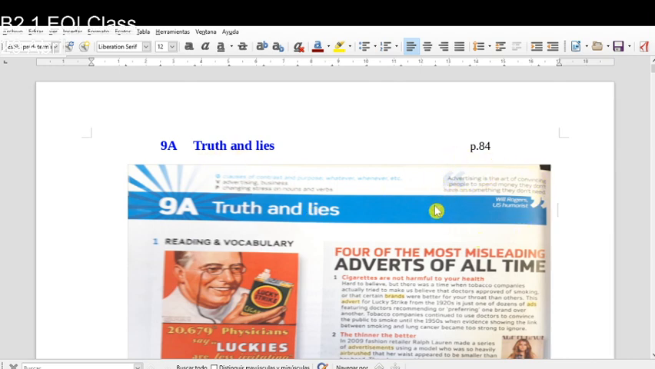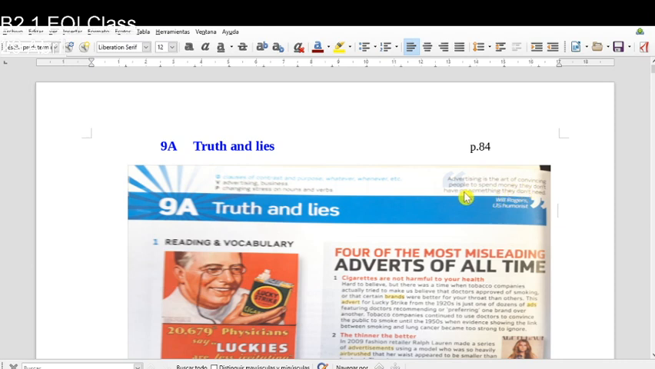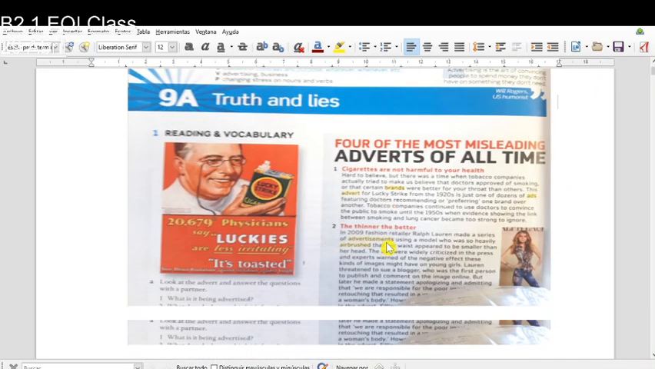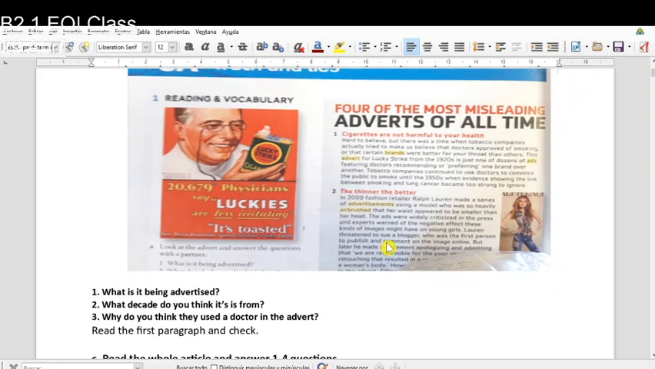I love, please, this is a humorous quote. I love this quote, and it explains very well the topic of this class. Advertising is the art of convincing people to spend money they don't have on something they don't need. Then, what's today's topic about? Advertising, business, and the way adverts can tell us lies.